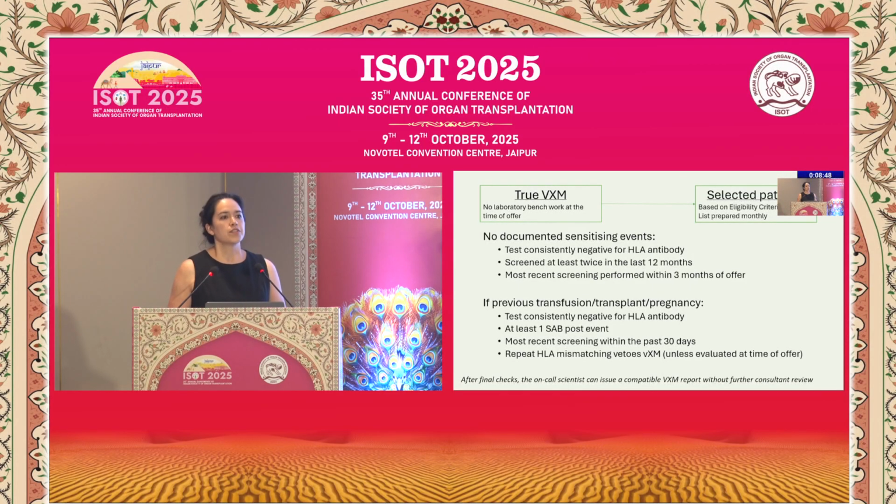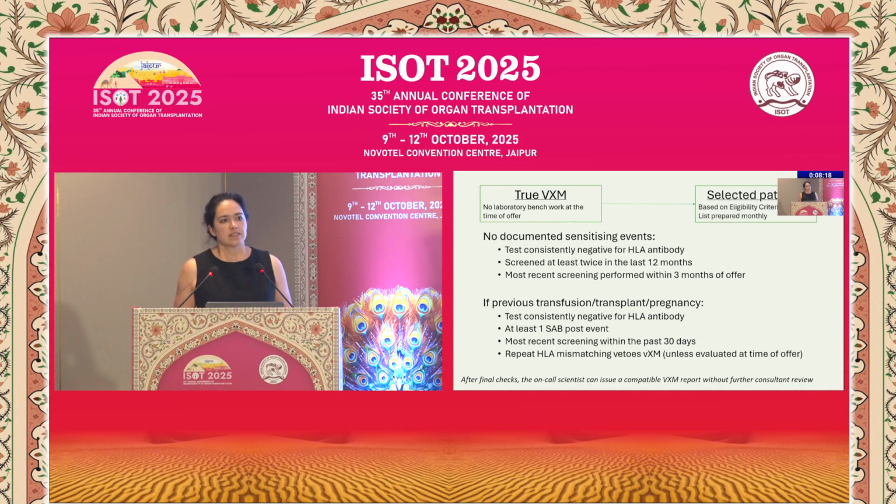For those who have had no documented sensitizing events, we need to have tested them consistently negative for HLA antibodies. We need to have screened them at least twice in the last year, and the most recent screening test must be within 3 months. So if that happens, you can potentially let a patient go to transplant based on a negative screen within 3 months. If they have had a previous transfusion, transplant, or pregnancy, we're a bit more stringent.